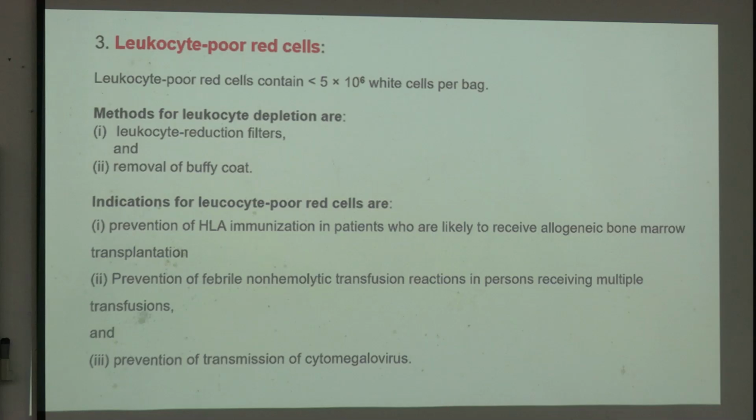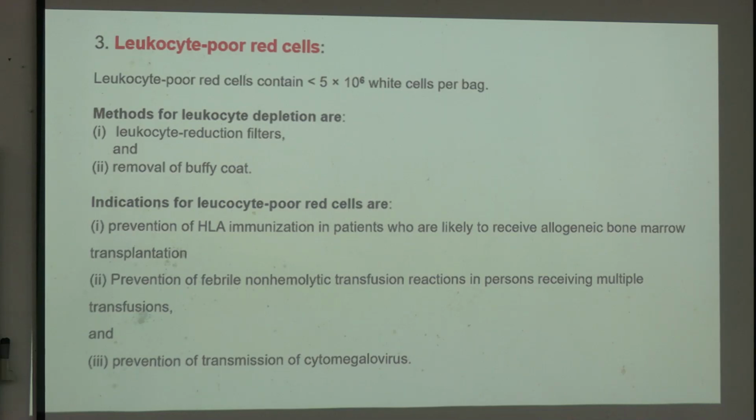Now the indications of leukocyte-poor RBCs are prevention of HLA immunization in patients who are likely to receive allogeneic bone marrow transplantation. Second is prevention of febrile non-hemolytic transfusion reactions in persons receiving multiple transfusions.